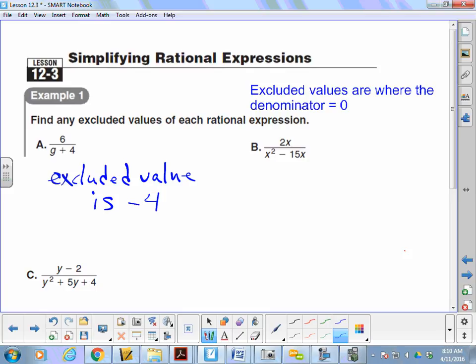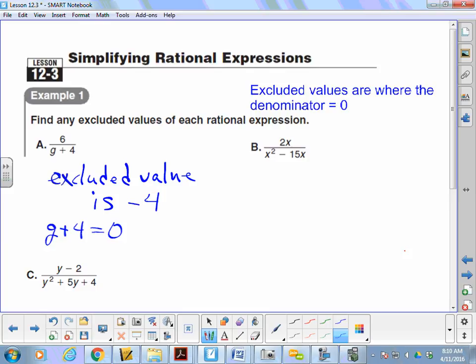How would I know that, besides graphing it? I can take that denominator, set it equal to 0, and solve. Take the denominator, set it equal to 0, and solve. And all we care about when we're talking about excluded values is just the denominator. We don't care about the numerator right now for excluded values.